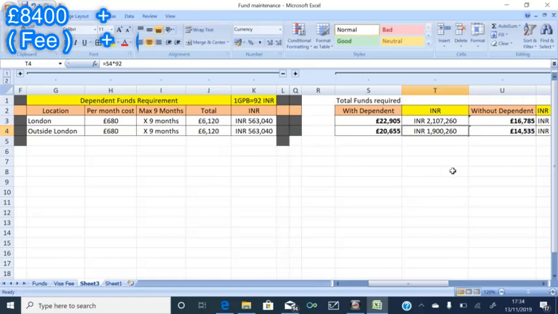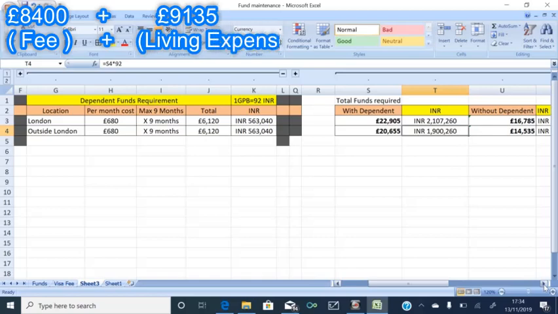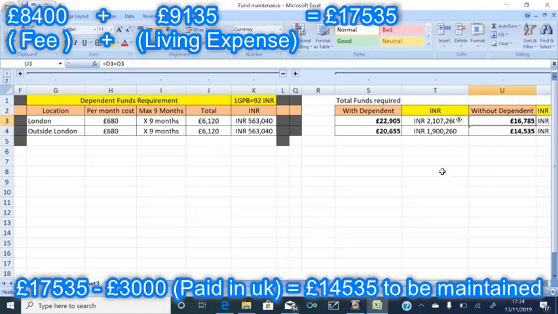So it might be plus minus, you need to check what the fees are, but you can use this as a calculation to see how much fund you have to maintain. And without dependent, it would be much less. Without dependent, it will be £16,785, and in outside London location it would be £14,535, considering you made a partial payment of £3,000.